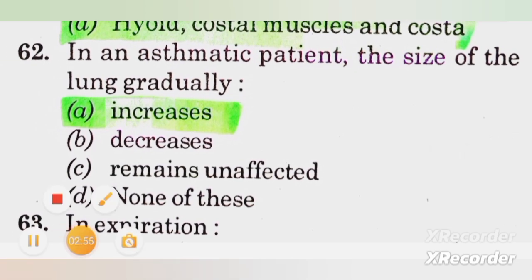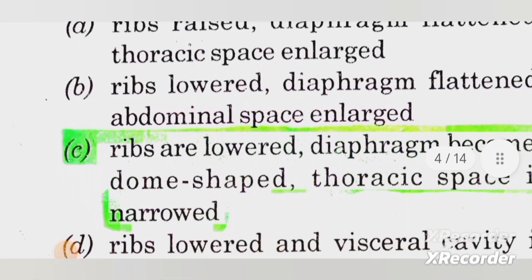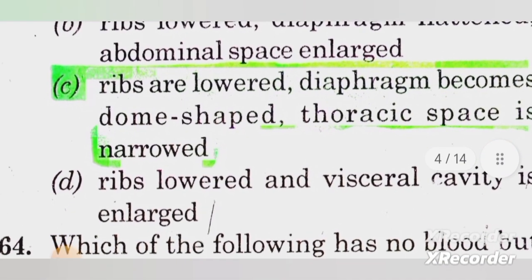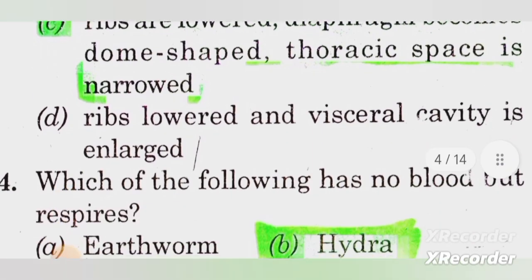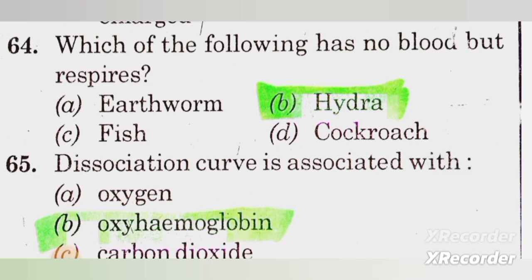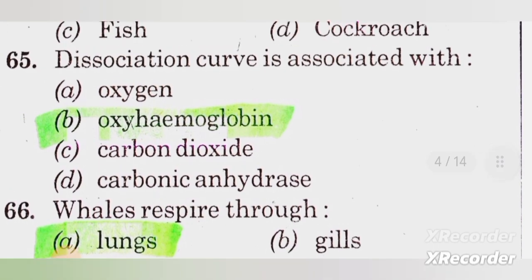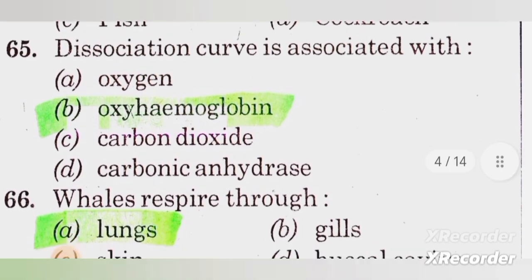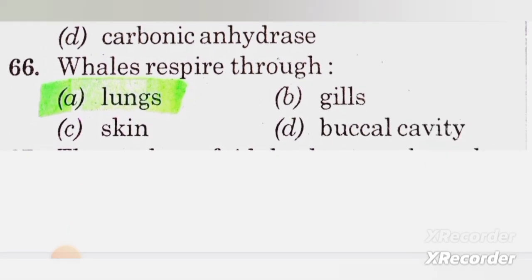Next, 63. In expiration, answer C, ribs are lowered, diaphragm becomes dome shaped, thoracic shape is narrowed. Next, 64. Which of the following has no blood but respires? Answer B, Hydra. Next, 65. Dissociation curve is associated with answer B, oxyhemoglobin.